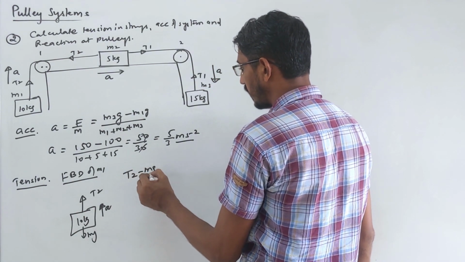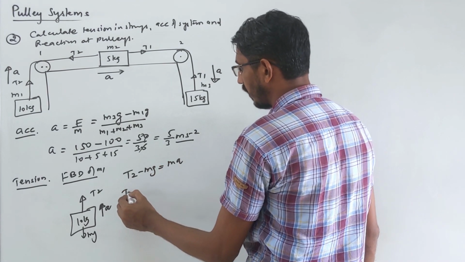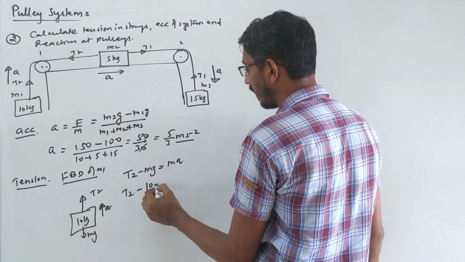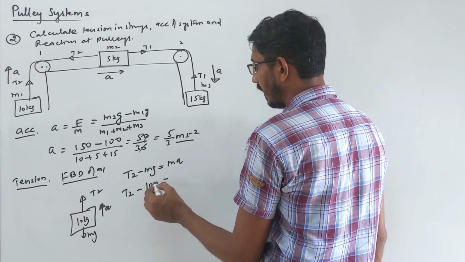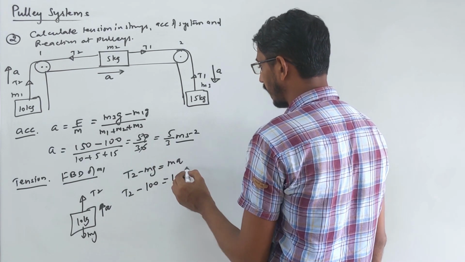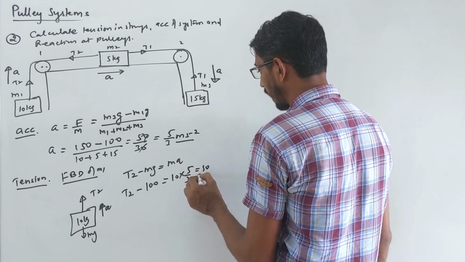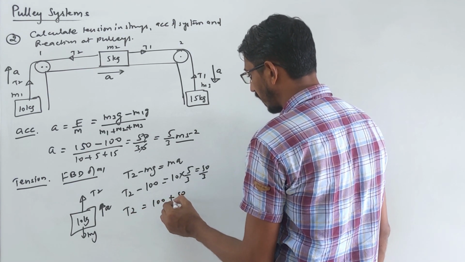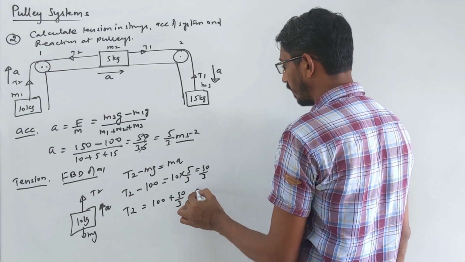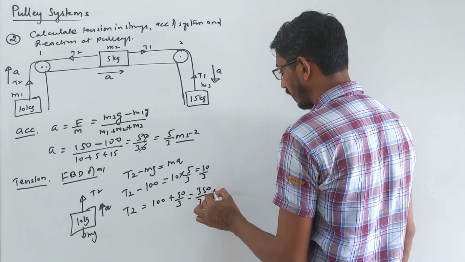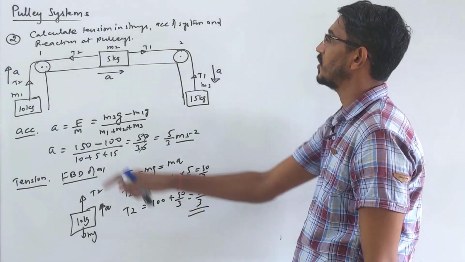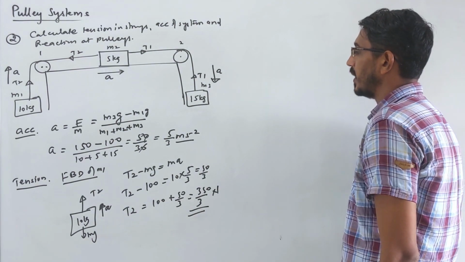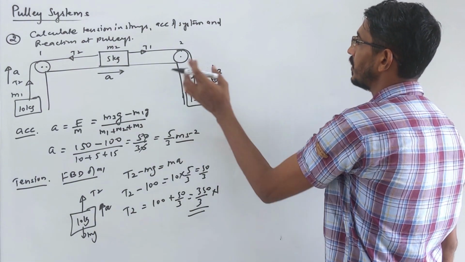So what's the equation here? T2 minus mg is equal to ma. With m as the 10 kg block, mg becomes 100 Newton. For ma, 10 into the acceleration we have calculated earlier, 5 by 3, this becomes 50 by 3. So T2 is nothing but 100 plus 50 by 3, this becomes 350 by 3 Newton. That's the tension T2.